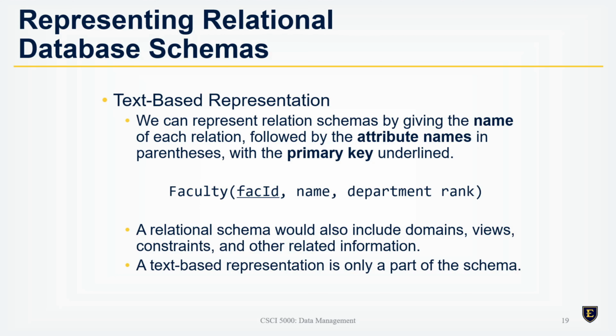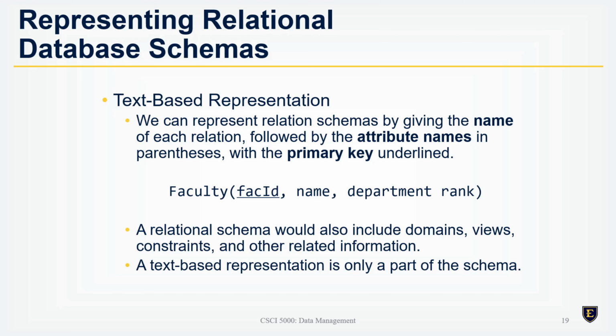We can represent the relation by giving the name of the relation followed by the attribute names in parentheses and then underline the primary key. So here we have an example that says faculty, the relation faculty or the table faculty, and the attributes that faculty has would be the fac ID, which is the primary key because it's underlined. Then we have the faculty person's name, their department, and rank.